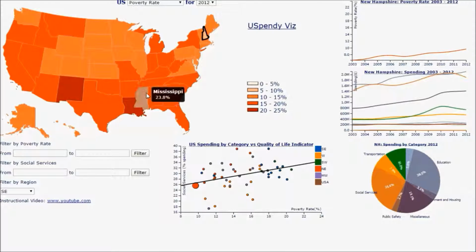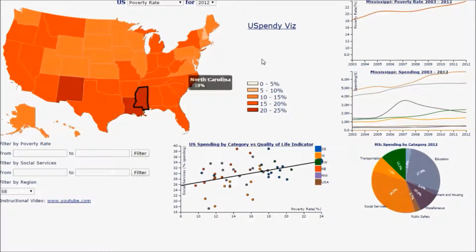Now let's take a look at another state, say Mississippi, which has a much higher poverty rate at 23.8%. The bulk of Mississippi's spending appears to be social services at $6,918,618,000. So we see there are some discrepancies in how certain states spend their money.